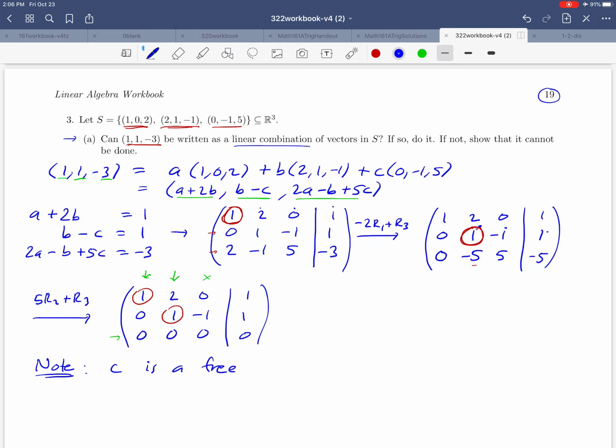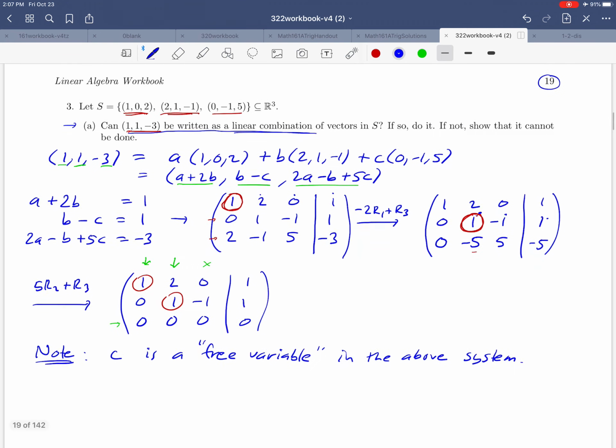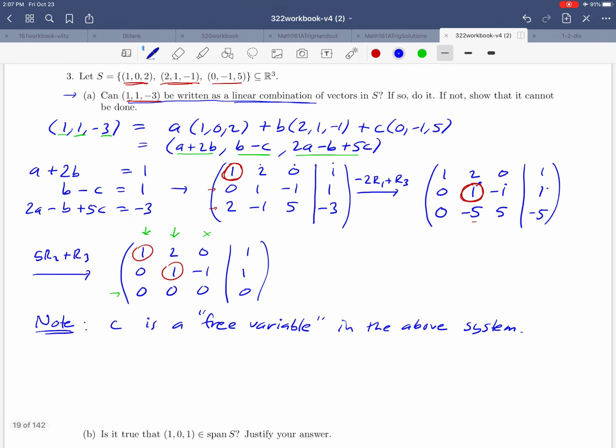C is a free variable. That means that C can have any value that we want it to be. We can let it be any number that we want. Thinking back to what we're trying to do in the problem, we want to write 1, 1, negative 3 as a linear combination. That means we're just looking for any solution to the system, doesn't matter which one. Since C is a free variable, we're free to give it any value we want.